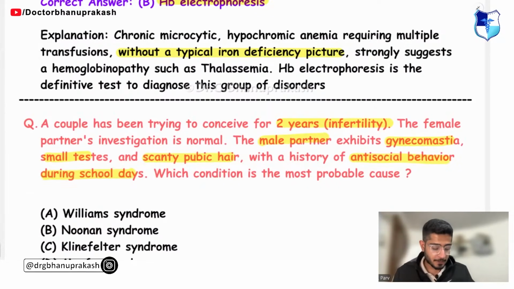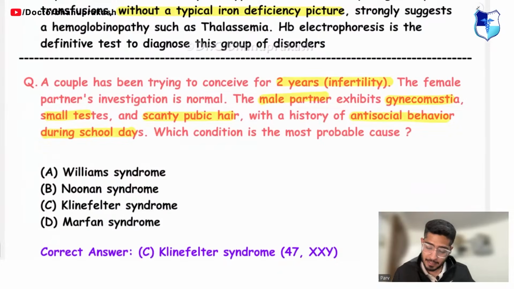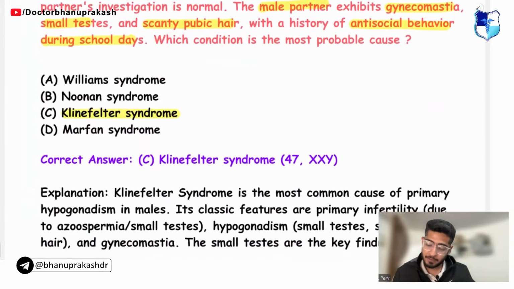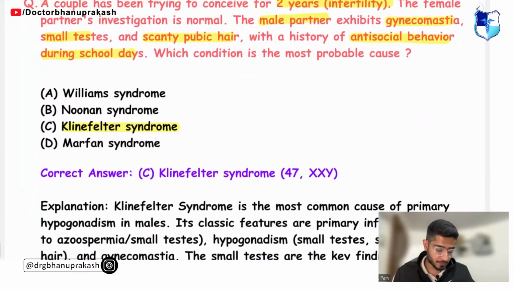Yes, what is the Noonan? It is Klinefelter, bacha. It is Klinefelter. Okay, this is Klinefelter which is going to have it. Okay, let's see. Noonan is not. So okay, it's actually C.